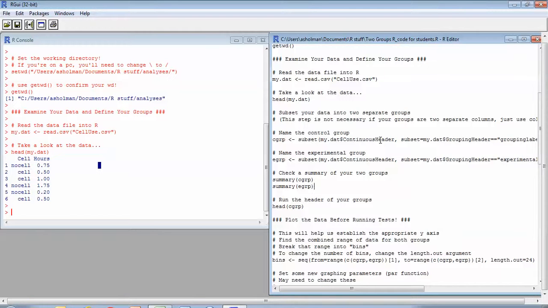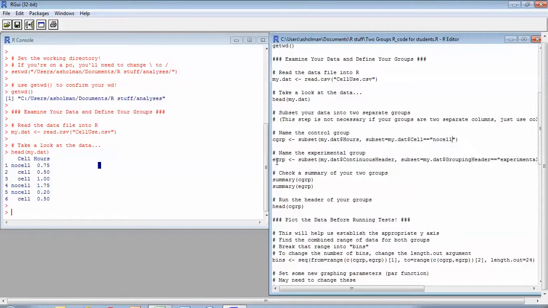So we've got our continuous header. That's our dependent variable measured header, and that was hours with a capital H. That capital letter is very important to match up. And then we had our grouping header, which was cell with a capital C. And for our control group, we're going to look at the no cell group, and we want to see if cell phones change that time spent in the library.